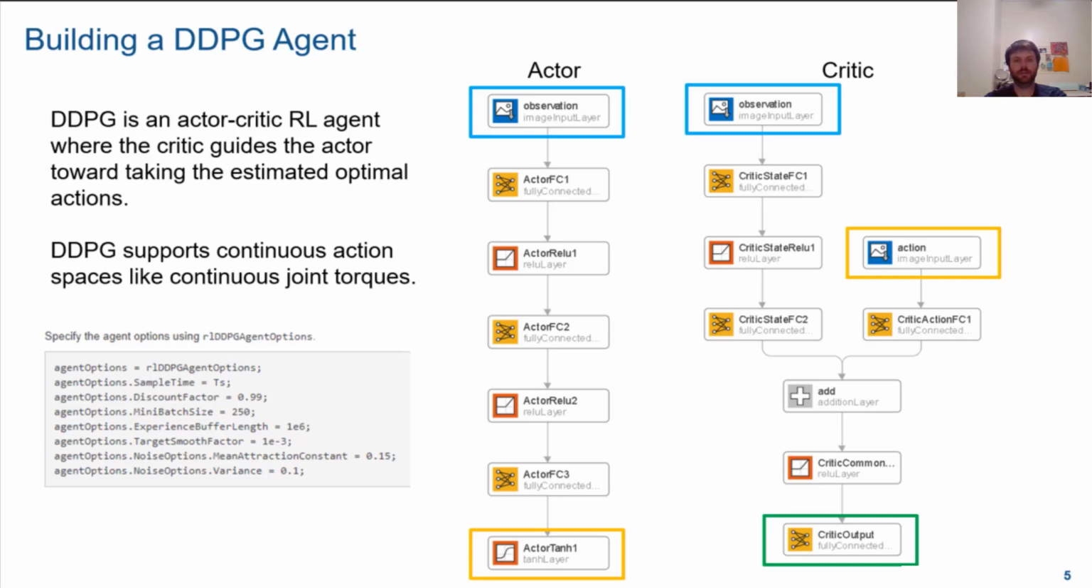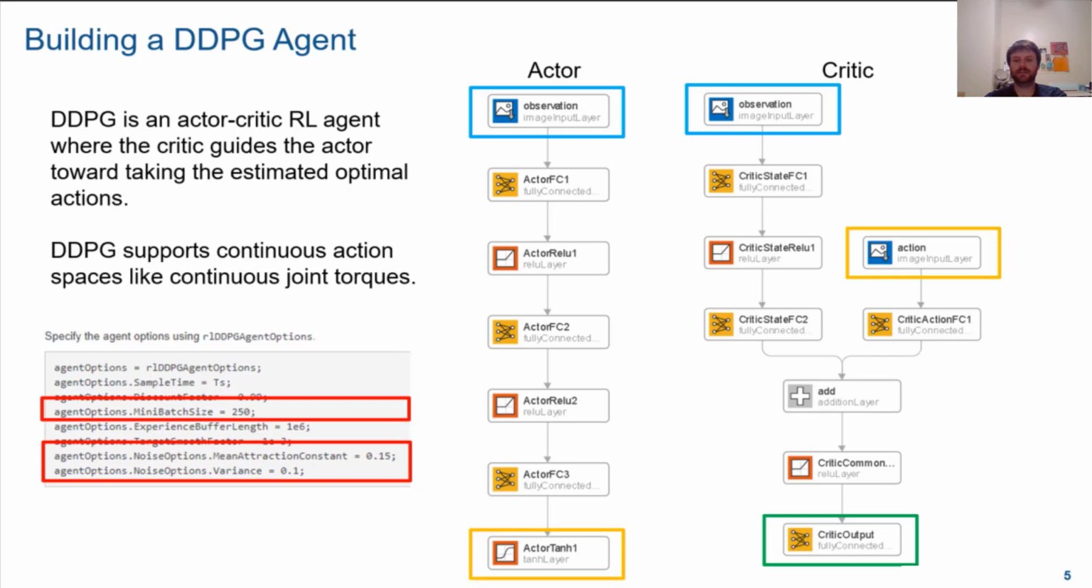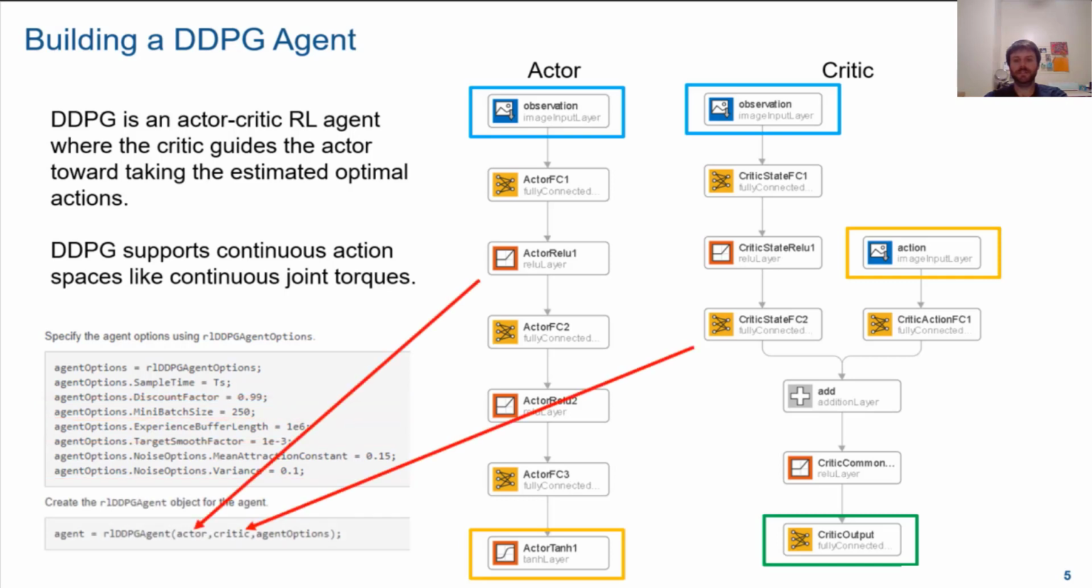Here, the agent will learn from 250 samples at each time step by setting the mini batch size parameter. Additionally, noise options are configured to promote exploration during training. Finally, we can build the DDPG agent and get ready to start the training.